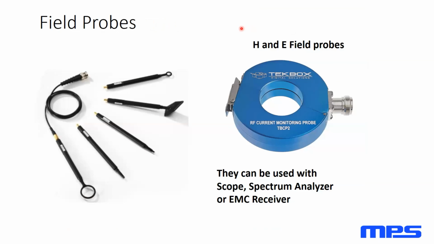So here's some examples of the field probes. On the left, we have some of the H and E field probes that are kind of in the middle range of cost. You can connect them up to oscilloscopes. This one's shown with a BNC, but obviously you can adapt it to a spectrum analyzer or any other type of input connection. And this would be more of the specialized current probe on the right-hand side here. Would typically be used with a spectrum analyzer because they're measuring more accurately than an oscilloscope would.